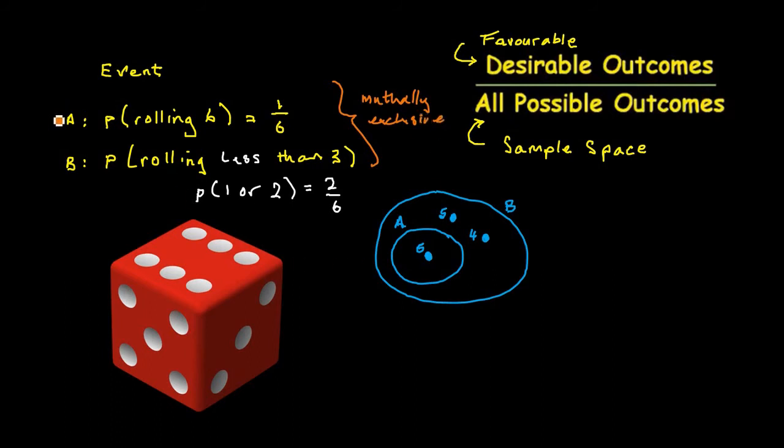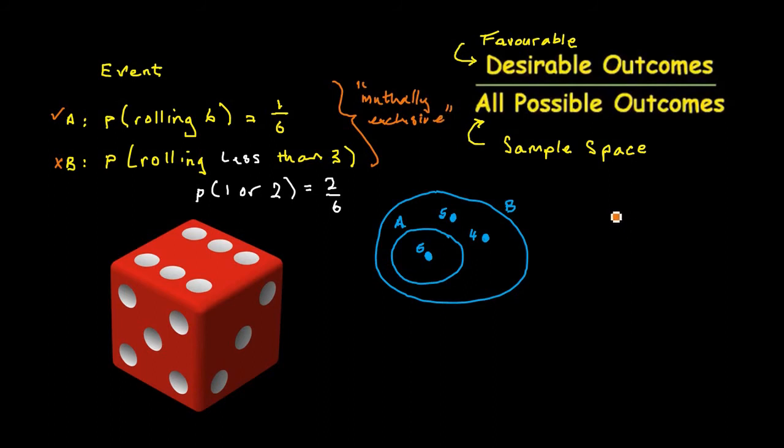And all it means is that if I roll a 6, then I can't have rolled less than 3. So that cancels this one out. If I roll a 6, then I definitely didn't roll less than 3. Equally, if I rolled less than 3, then I didn't roll a 6. That's what we mean by mutually exclusive. And again, we can use Venn diagrams to express this concept.